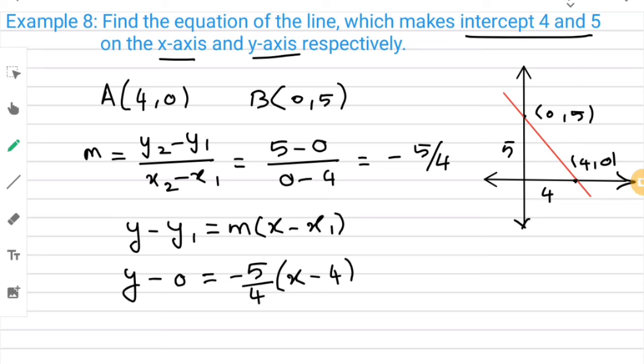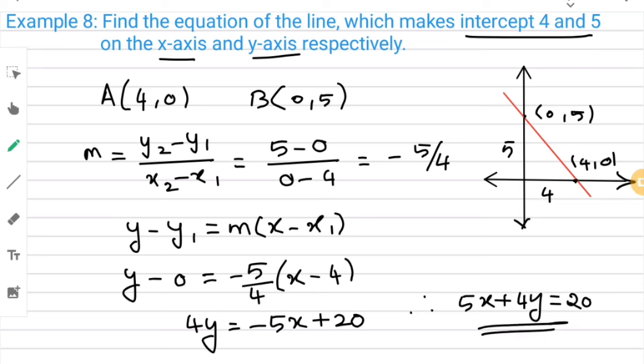Now you cross multiply this 4 to this side. You will get 4y is equal to minus 5x plus 20. Therefore, the equation is 5x plus 4y is equal to 20. This one is the equation of the line.